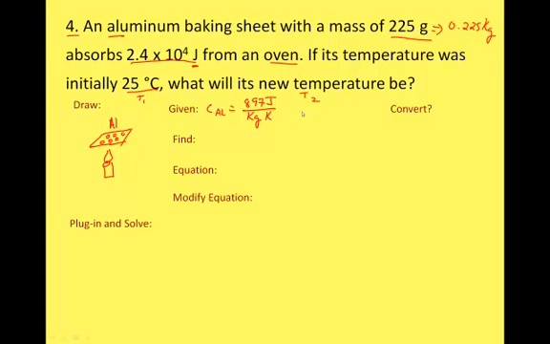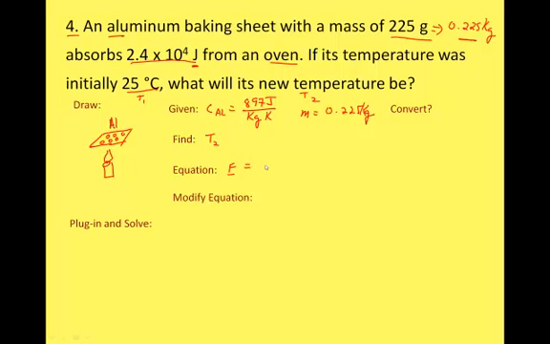We have a mass that is going to equal 0.225 kilograms. I have to remember that. We bring that all the way down from up here. And what do we want to find? We want to find the second temperature. Okay, so we've got to do some calculations.